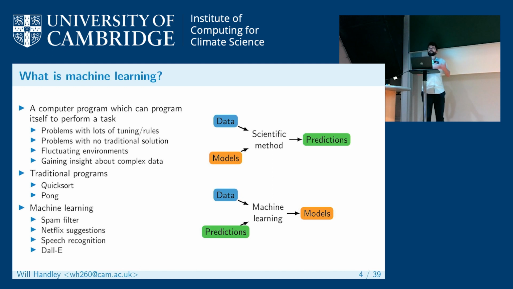It's also particularly good in fluctuating environments or adversarial ones, which makes it very useful against spamming or defense or cryptography and things like that. And on the other end of things, it's also very good for gaining insight about complex data immediately, like all these visualization tools. And again, that just lists some traditional programs and machine learning ones, where you have spam filters, Netflix suggestions, speech recognition, and Handley being good examples of these.